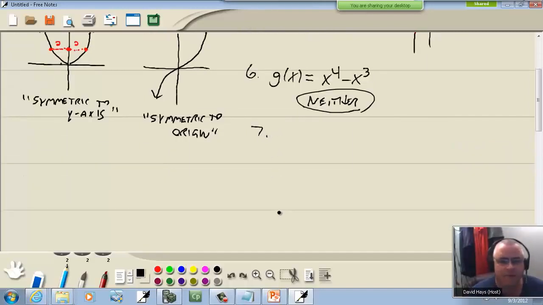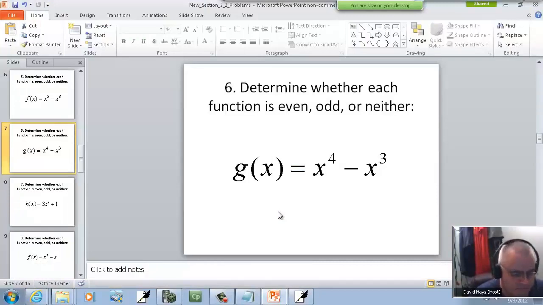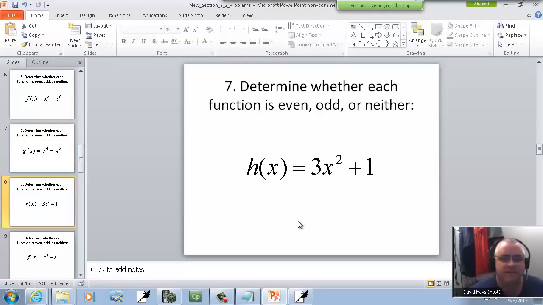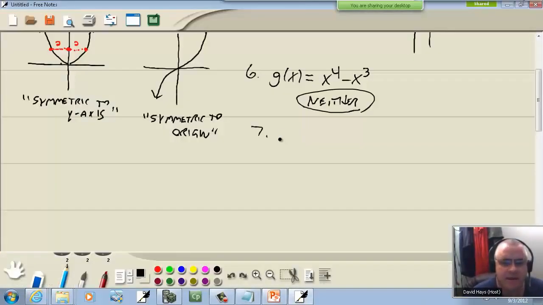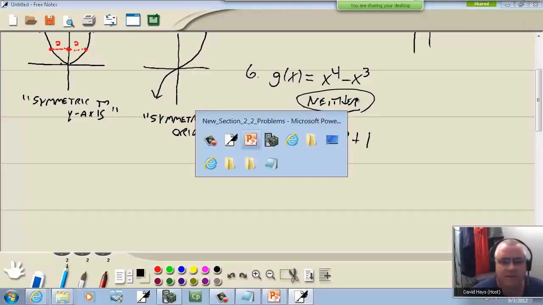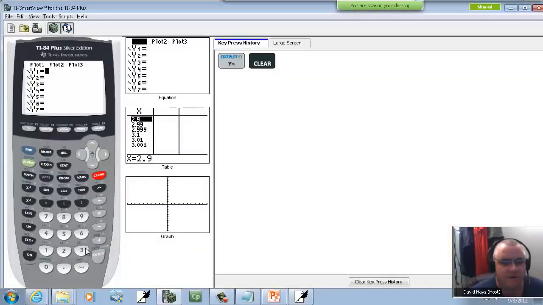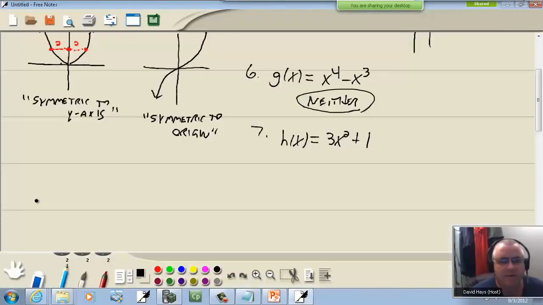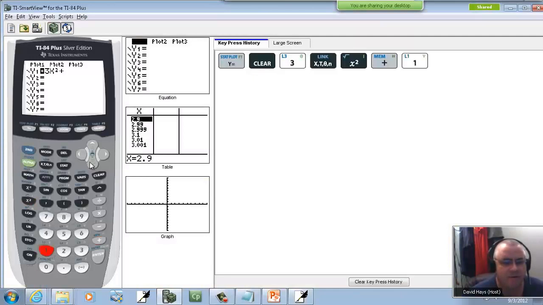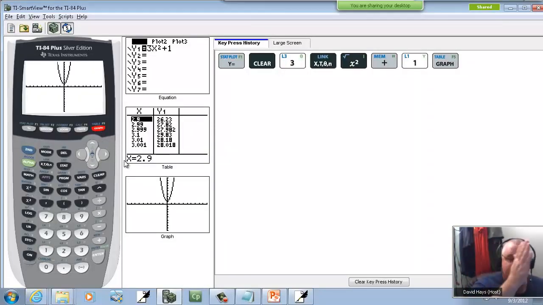Okay, let's look at one more. We'll look at more than that, but one more, and then we'll look at some of these by hand. Okay, so we got h of x is equal to 3x squared plus 1. Let's graph this. So press y equals, press clear. I got 3x squared, so 3x, and then my x squared, plus 1, and then graph. Well, if we take the right side of our graph and flip it across the y-axis, reflect it across that, it will land on the left part of the graph. So that means this is even.